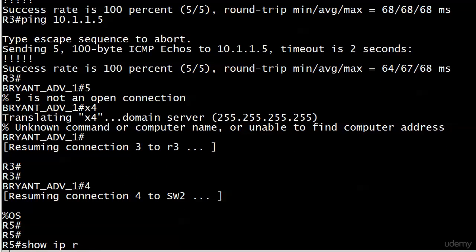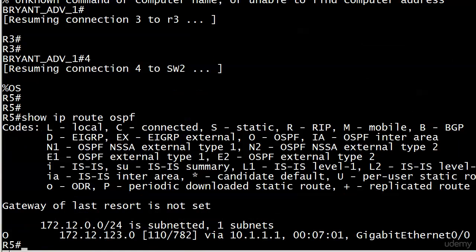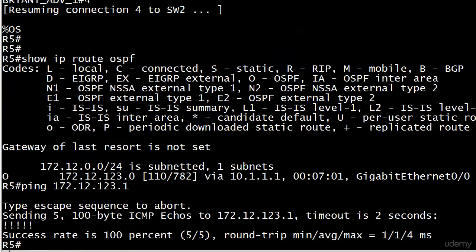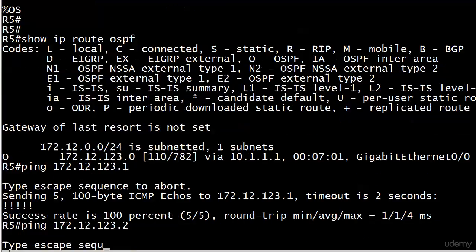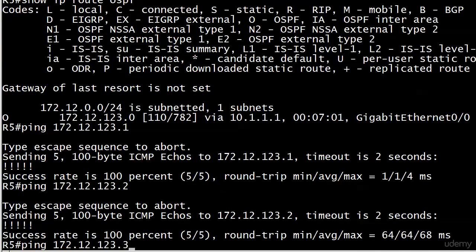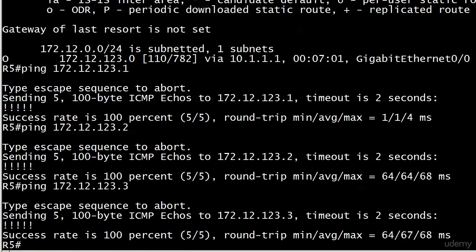And we'll run the show IP route OSPF. And we see 172.12.123.0 because OSPF discovered that for router 5. So let's send some pings around all of them to 1, 2, and 3. And there we go. So our NBMA network, a big success. We got to fix our router ID. Our routing tables look exactly the way they should, and the pings are going around as well.